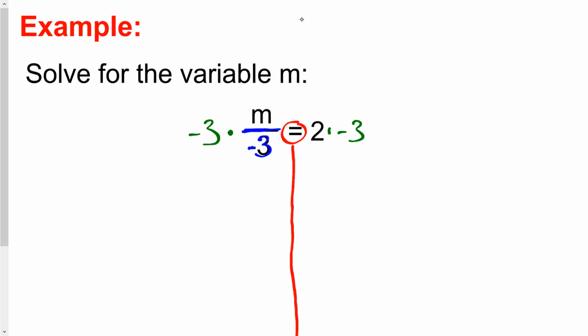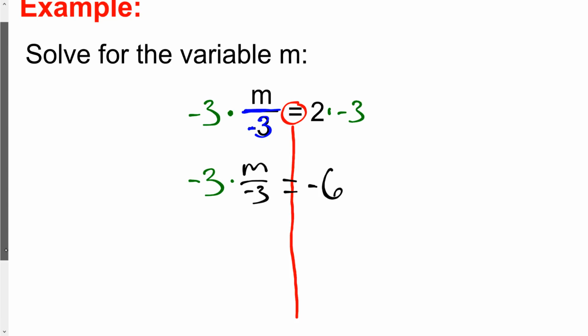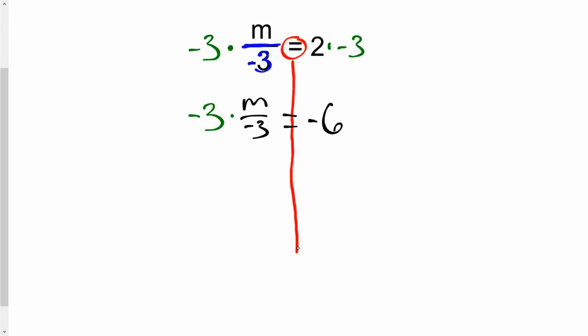So on the left here, I'm going to be left with negative 3 times m divided by negative 3 equals 2 times negative 3. This is a positive times a negative, so negative, and 2 times 3 is 6, so negative 6. All right. Follow the rules of multiplying fractions. I might need a little bit more room here in my lollipop.